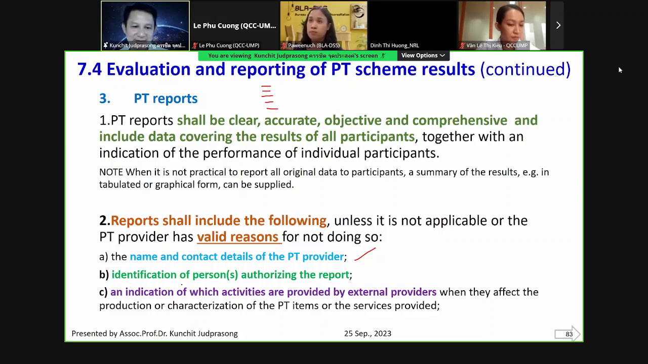Contact, identify the person authorized. Who is the authorized person? Indication of which activity, in the previous version, which activity you subcontract.